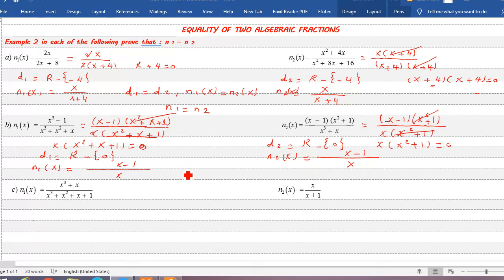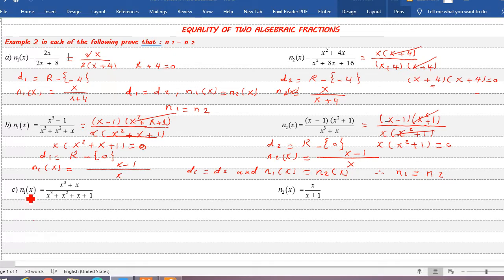So D1 equals D2 and N1 of x equals N2 of x, then N1 equals N2.